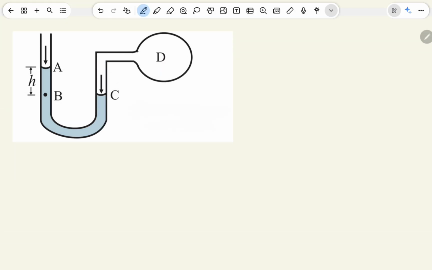Okay, now let's start with the mathematical part of the derivation, and let's try to prove that this open tube manometer indeed helps us to measure the gauge pressure of the system. So let's start with point A. The pressure at point A, since it is open to the atmosphere, is nothing but atmospheric pressure. The pressure at point B is equal to pressure at point A plus rho g h, because we are going downwards by a depth of h. Now in place of PA we can write P ATM plus rho g h.